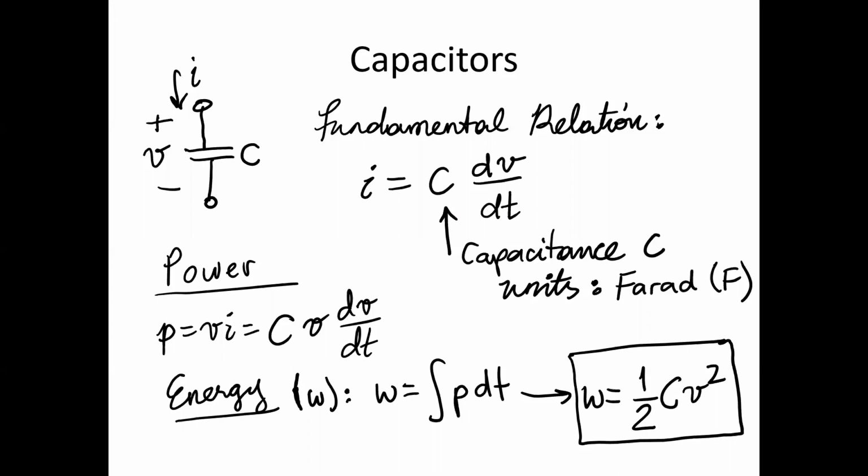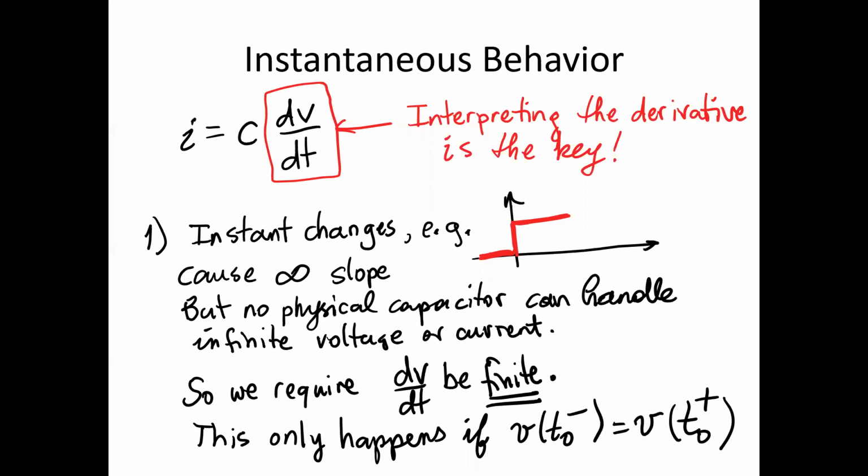The energy is defined as the integral of the power over time, and it can be shown that the energy for a capacitor is given as 1/2 C times V squared. The critical thing to understand about capacitors, however, is how they behave both instantaneously and over the long term. The key to understanding capacitors is the fundamental meaning behind the fundamental relation, shown here on the slide: I equals C times dV/dt.